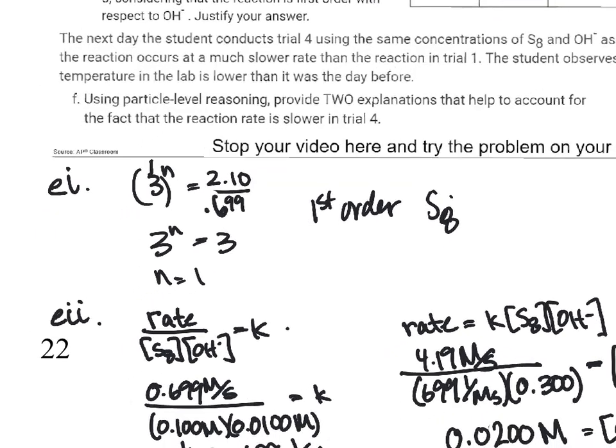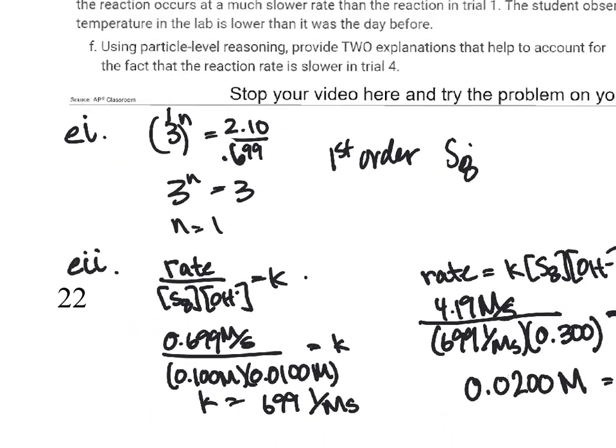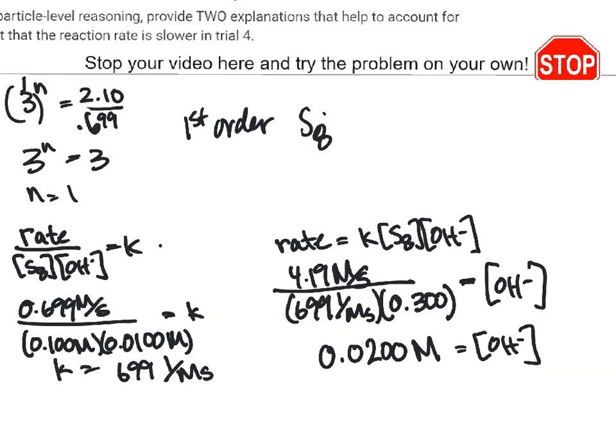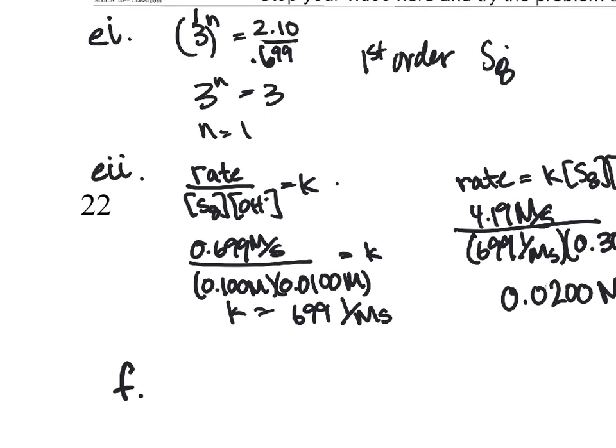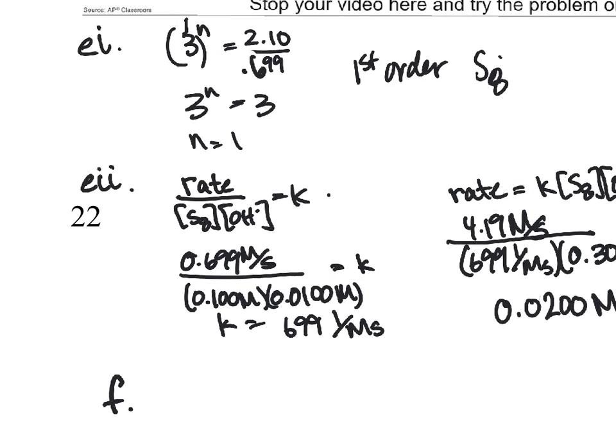Then down here on E2, it wants us to find the concentration of hydroxide for trial 3. But I don't have a K constant. So I had to find my K constant first. And my K constant I'm getting as 699. Did you guys get 699? I have 700. I may have forgotten to round. It depends on which trial you used. I think I used trial 1. So, again, though, 700 and 699 are really close.